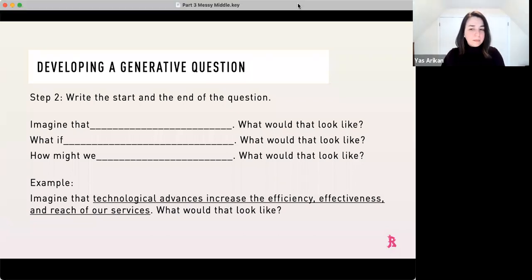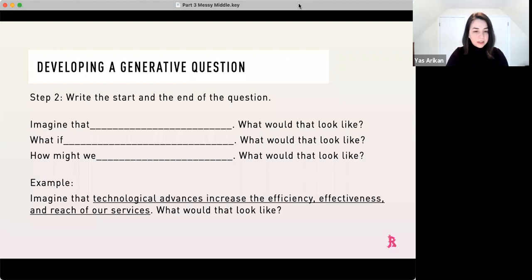Okay. Let's move on to the next step. You're going to keep working on these. Some people get a generative question, the kind that I suggest, right the first time. Most people don't, including myself. It takes a little bit of back and forth. So I'm going to walk you through a few more steps to see if, in any way, you can refine this question to be as generative as possible.